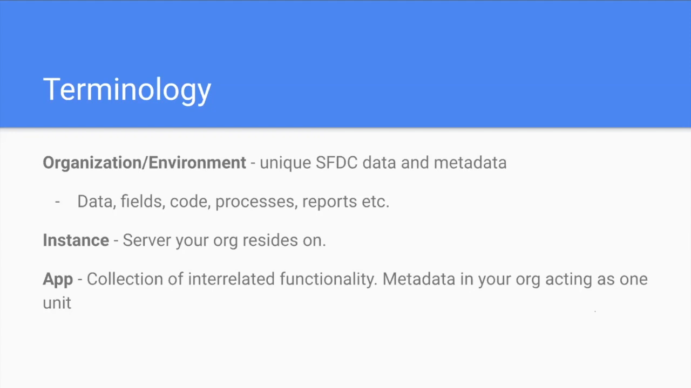But their org sits on an instance, that server that Salesforce stands up for Google and others. So for all we know, Google's organization of Salesforce could be on the same instance as a small mom and pop shop that was stood up to have some sort of CRM functionality. And an app, there could be multiple apps within an organization. And an app, all it is, it's a collection of interrelated functionality. It's the metadata in your org acting as one unit.